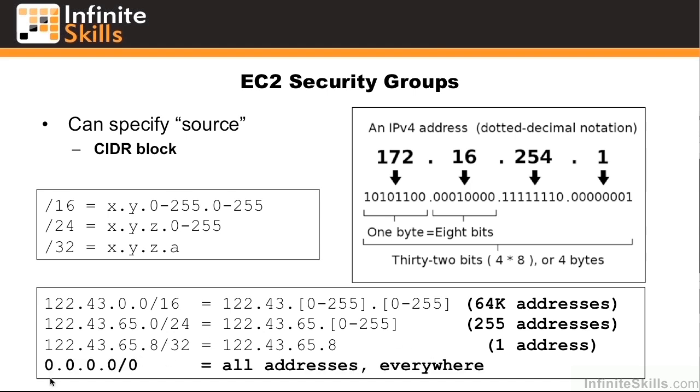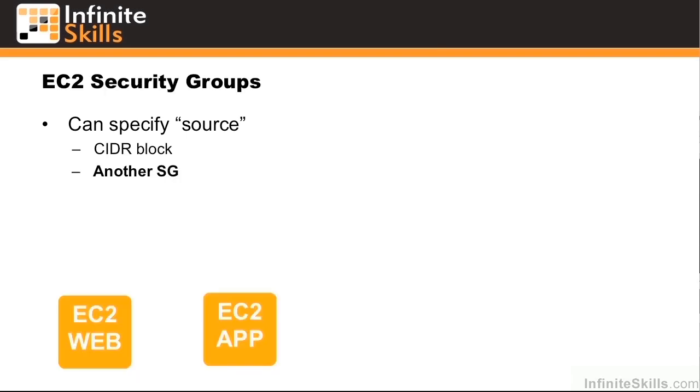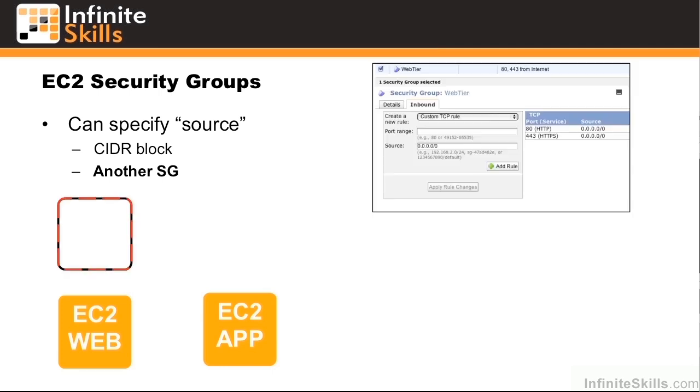An important address you'll be using frequently is 0.0.0.0/0. This allows all addresses from everywhere. Remember, we can also specify the source as a security group. Let's take a look at that real quick. Here you can see that we plan on having 2 instances we spin up, one in a web tier and one in an application tier.